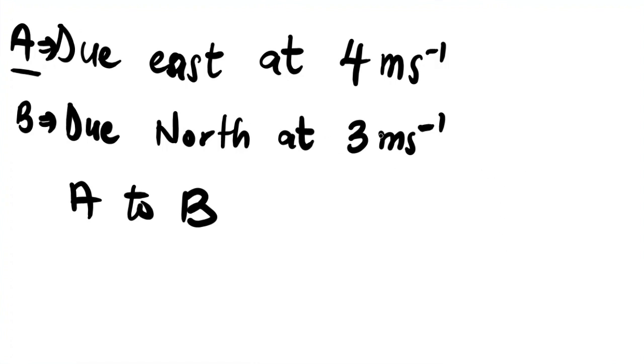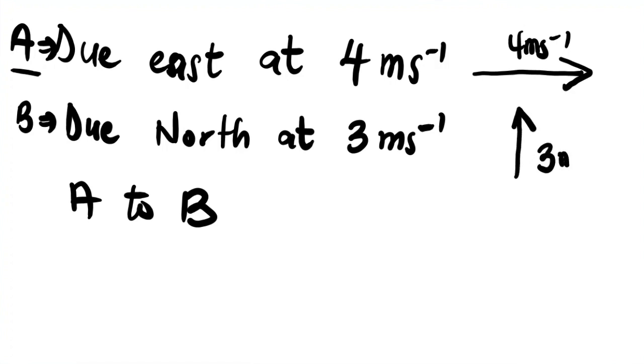So how do we solve it? This one is moving due east, so you need to represent it by an arrow. East is towards this side, so A is 4 meters per second. And B is due north. North is the top, so this is 3 meters per second. Now they are no longer parallel. They are now moving in inclined directions.